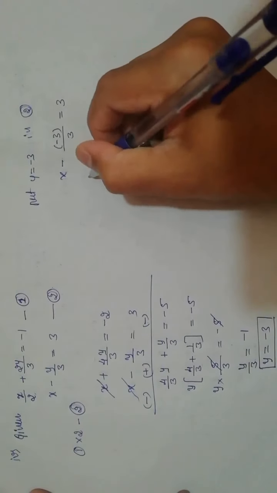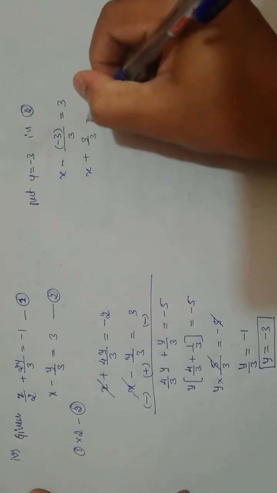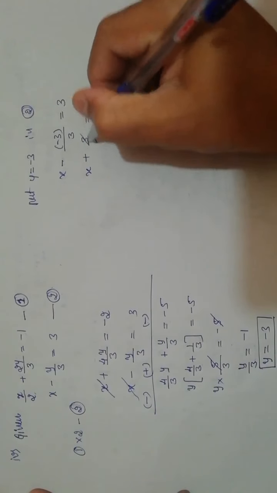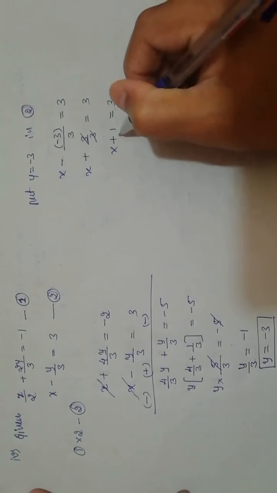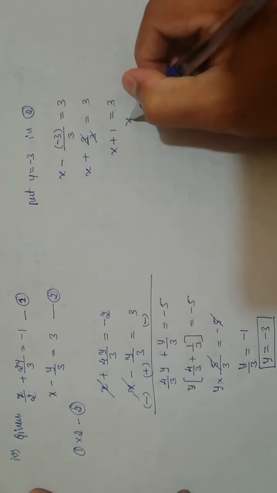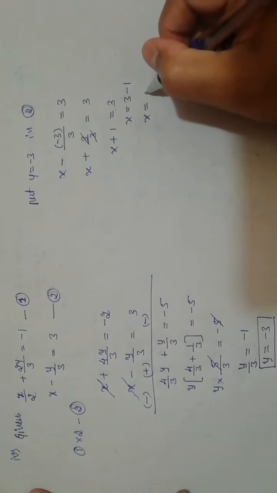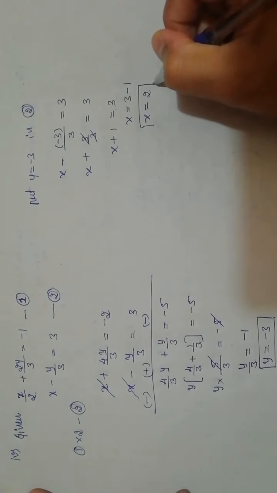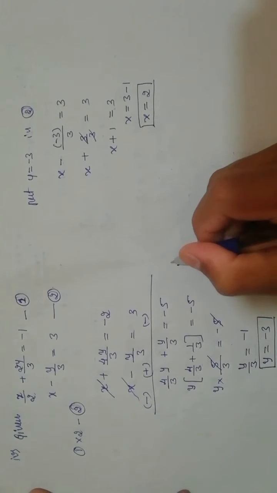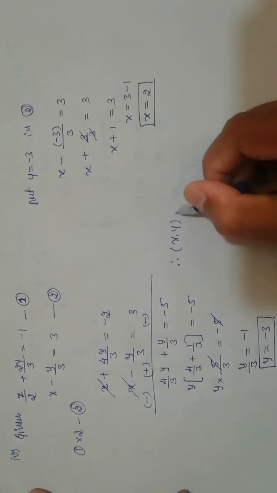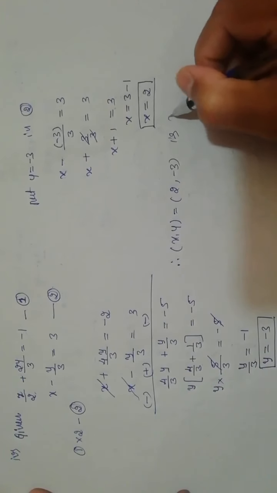Now the next thing is, x minus into minus will become plus 3 by 3, which is equal to 3, and you can cancel 3 and 3 here. So it will become x plus 1 is equal to 3, and if you shift 1 towards the right side, x is equal to 3 minus 1, which means x is 2. So you get x is equal to 2, y is equal to minus 3, and you can write the conclusion: x comma y is equal to 2 comma minus 3 is the required solution.